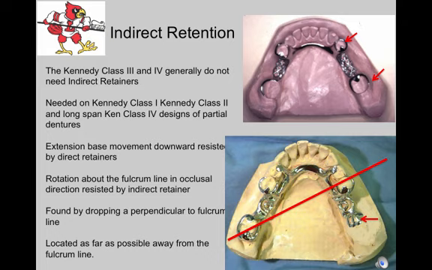When a sticky food is encountered, that area wants to lift up, and the partial wants to rotate around the fulcrum line. That rotation is resisted by the presence of a positive rest on the mesial of tooth number 21. That is the indirect retainer. It prevents rotation. It is usually found by drawing a perpendicular to the fulcrum line and is located as far as possible away from the fulcrum line.